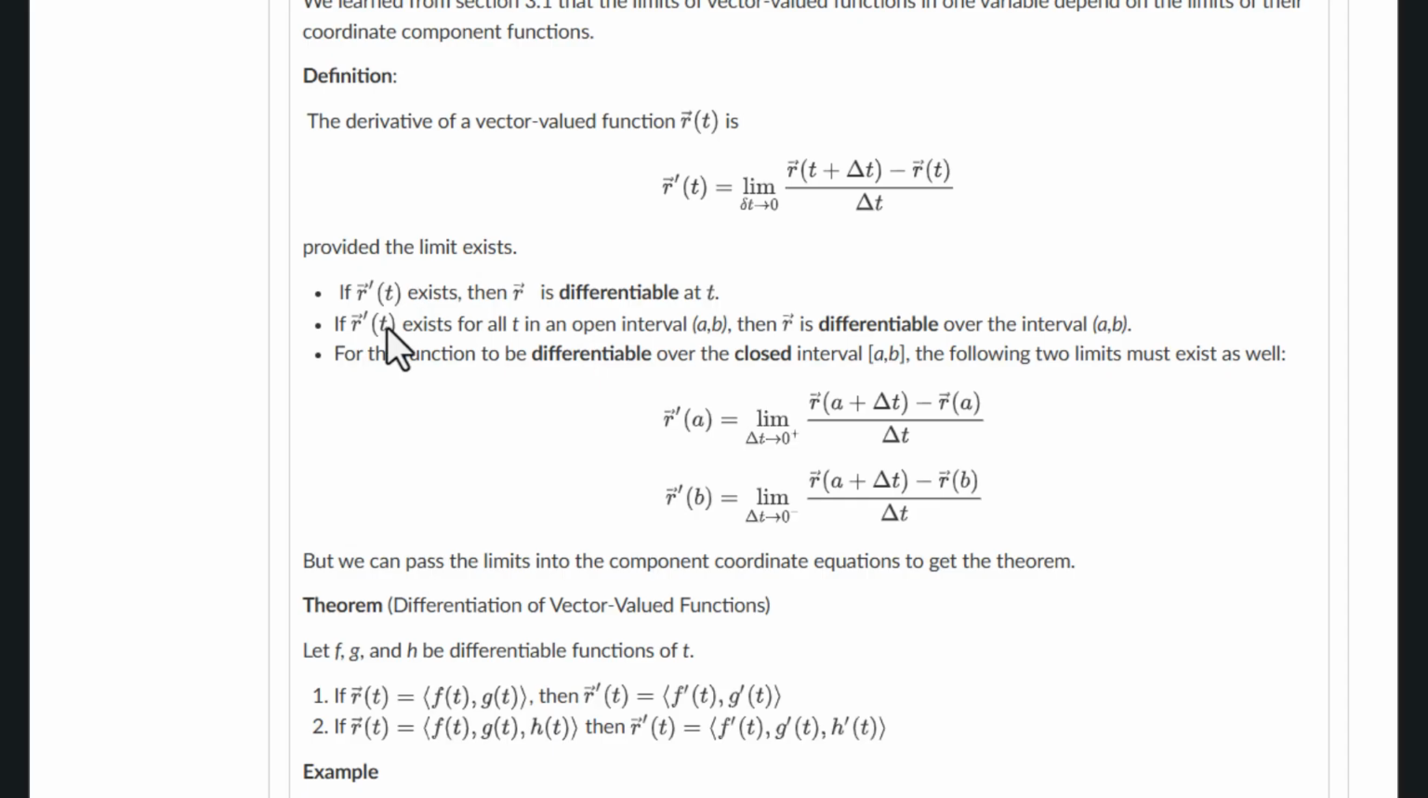We just do this component-wise, because that's how we handle limits with vector valued functions anyway. That just means if you want to take the derivative of a vector valued function, you're just taking the derivative of each of the components. In 2 dimensions, that's the x and y components. In 3 dimensions, that's the x, y, z components.